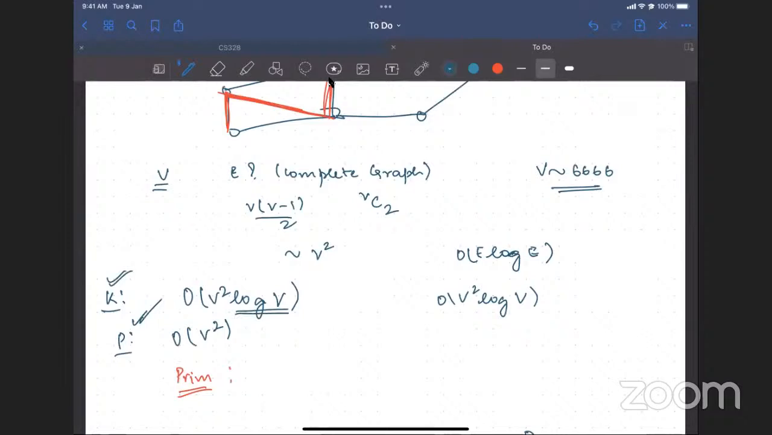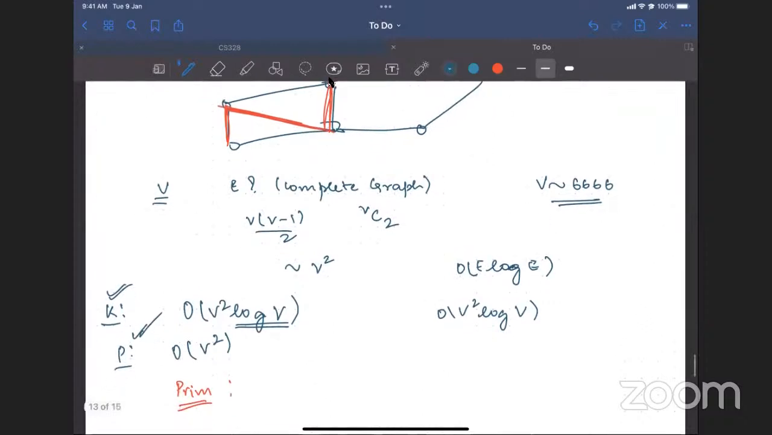But even in Prim's algorithm, we put all the edges in a priority queue, right? So at the end, we'll almost have E edges in the priority queue. Right. So the thing is, in Kruskal's algorithm, let's just talk about the whole question.